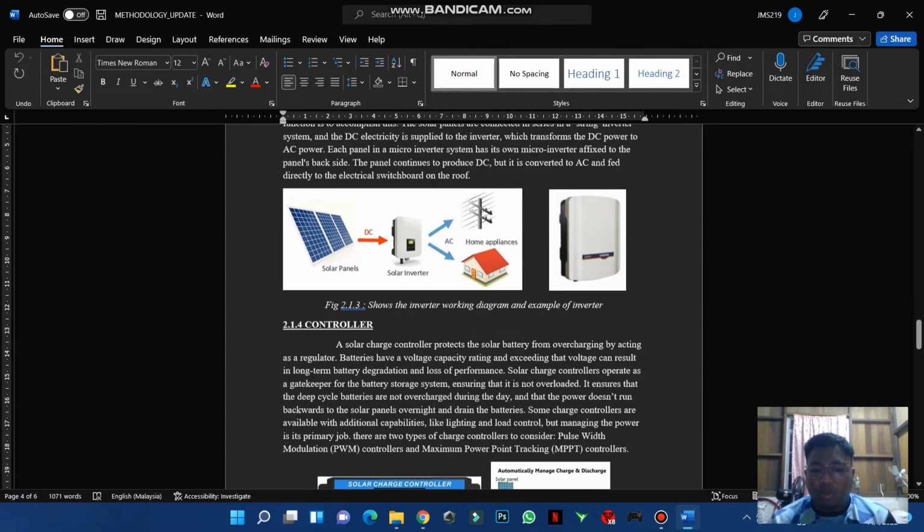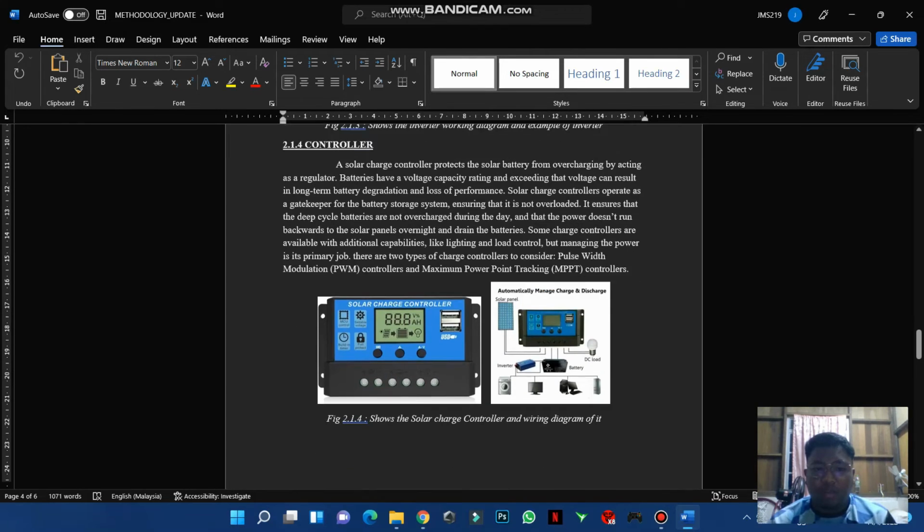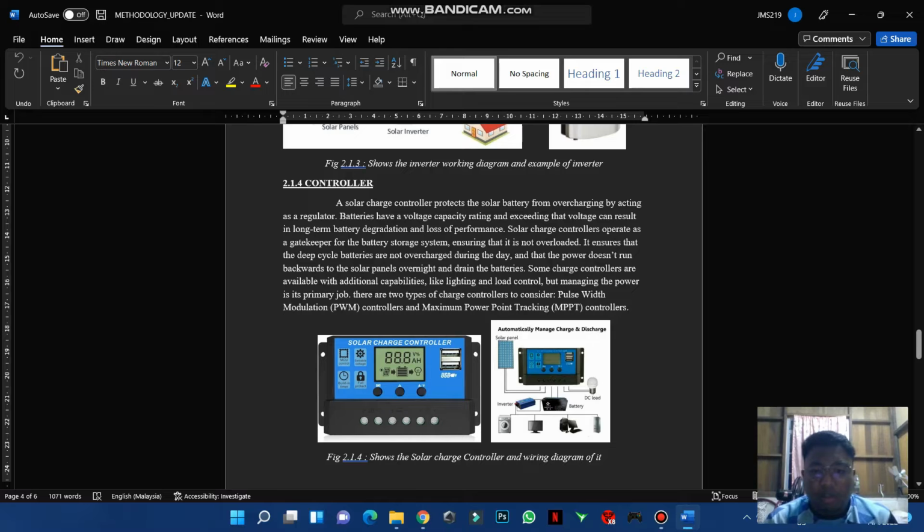And next we go to the controller. A solar charge controller protects the solar battery from overcharging by acting as a regulator. Batteries have a voltage capacity rating, and exceeding that voltage can result in long-term battery degradation and loss of performance. The solar charge controller operates as a gatekeeper for the battery storage system, ensuring that it is not overloaded. It ensures that deep cycle batteries are not overcharged during the day and that the power doesn't run backwards to the solar panel overnight and drain the battery.